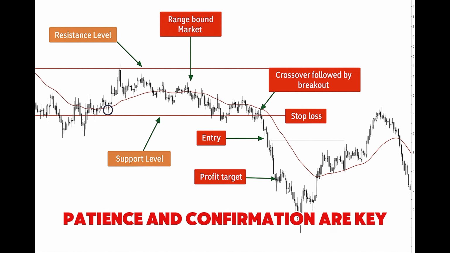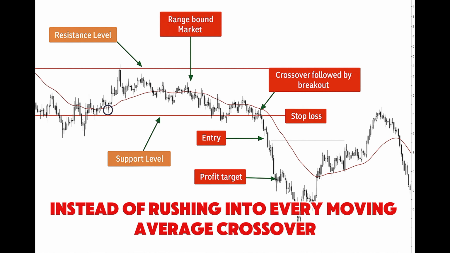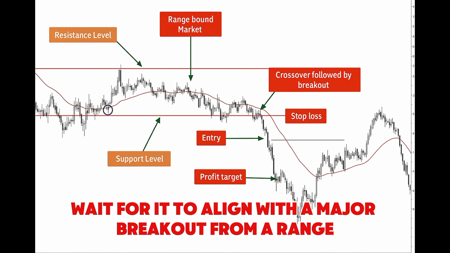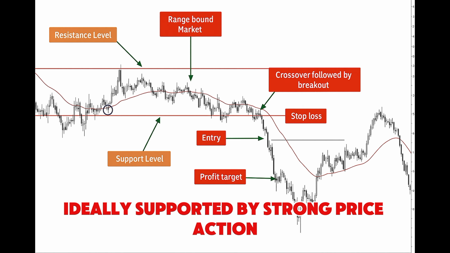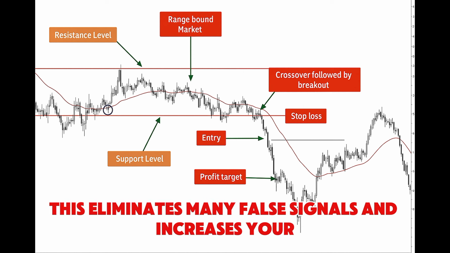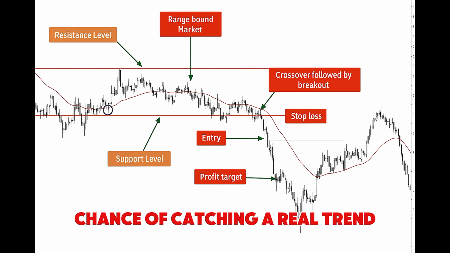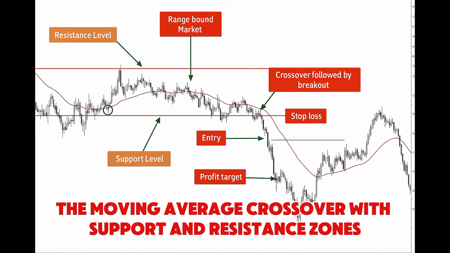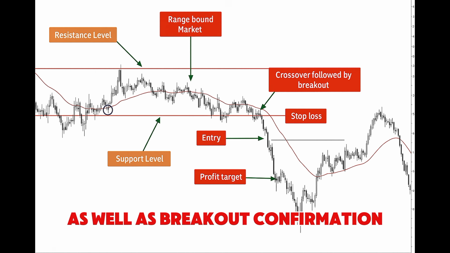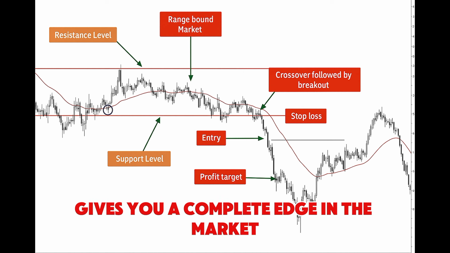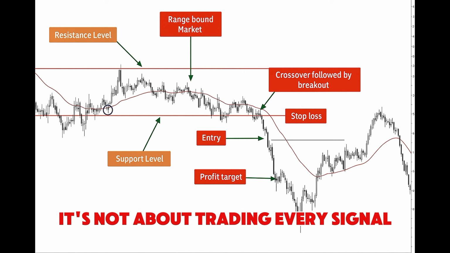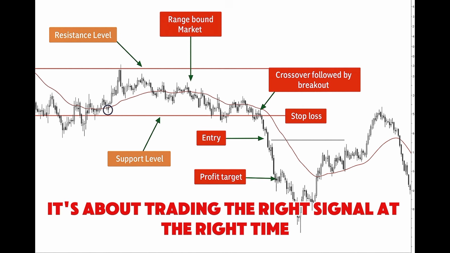Patience and confirmation are key. Instead of rushing into every moving average crossover, wait for it to align with a major breakout from a range, ideally supported by strong price action. This eliminates many false signals and increases your chance of catching a real trend. Combining the moving average crossover with support and resistance zones, as well as breakout confirmation, gives you a complete edge in the market. It's not about trading every signal, it's about trading the right signal at the right time.